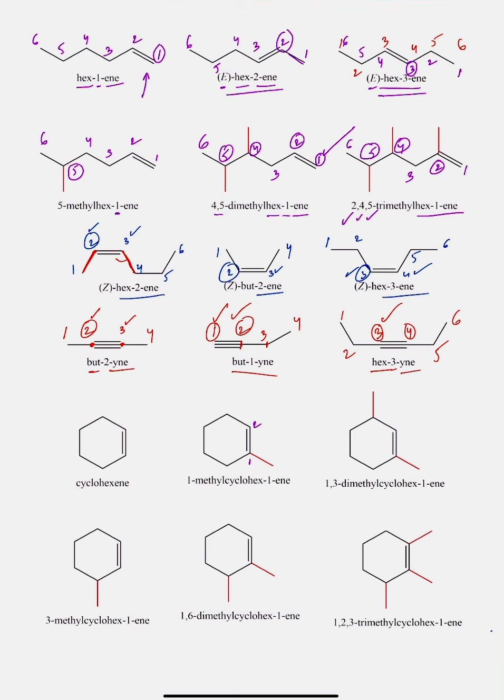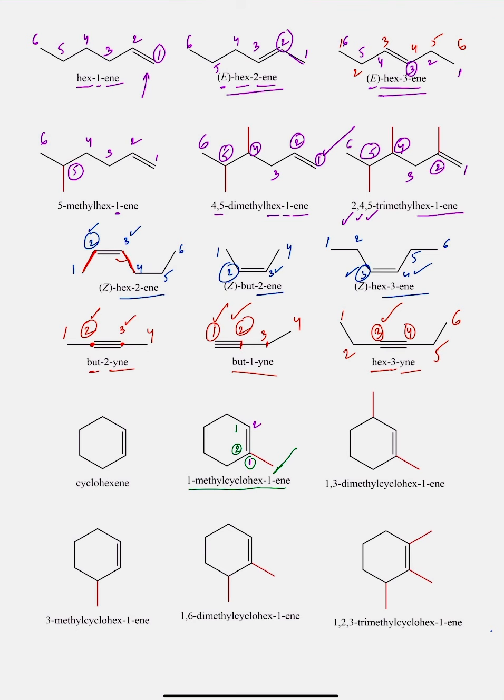So I can start numbering here, or I can start numbering as shown in green. So according to the lowest sum rule, the purple numbering is correct because the substituent is coming on carbon 1 rather than coming on carbon 2. And the name of this compound is 1-methylcyclohexene.